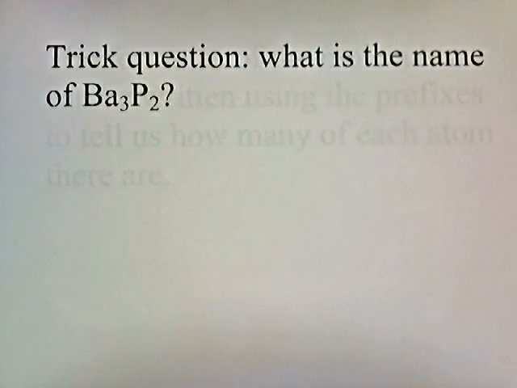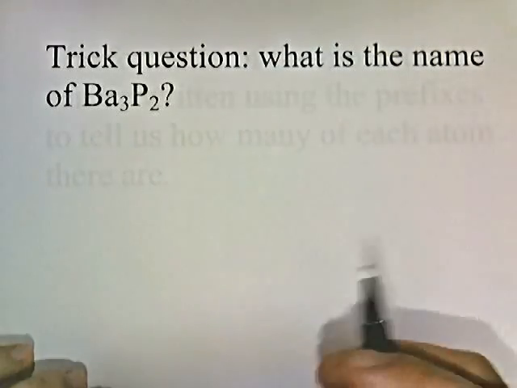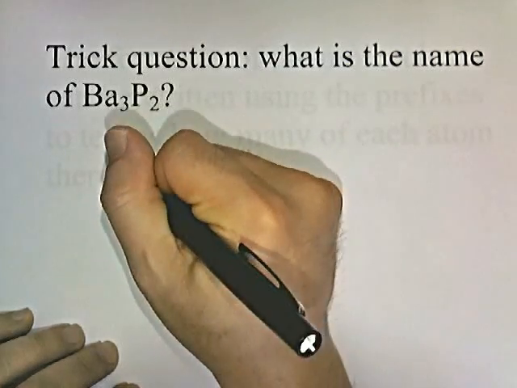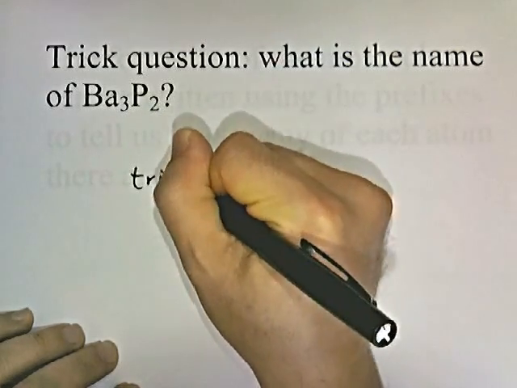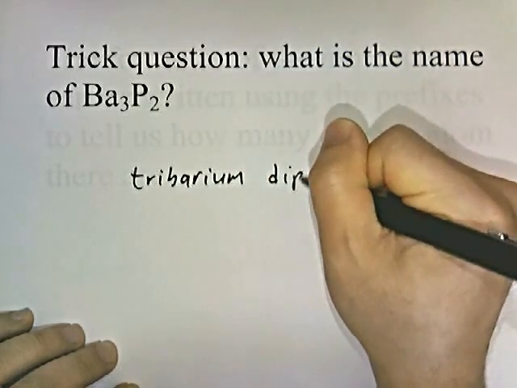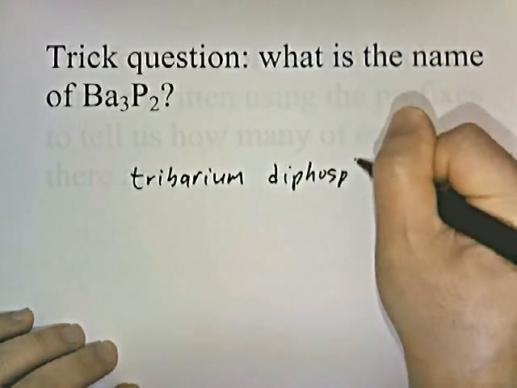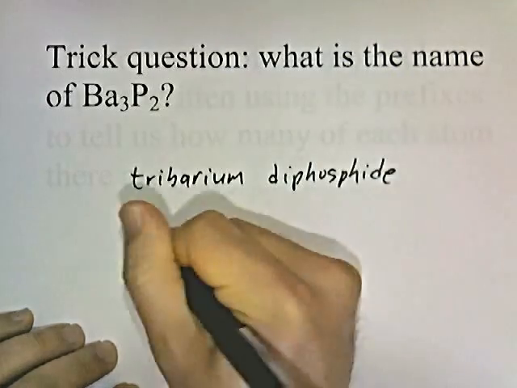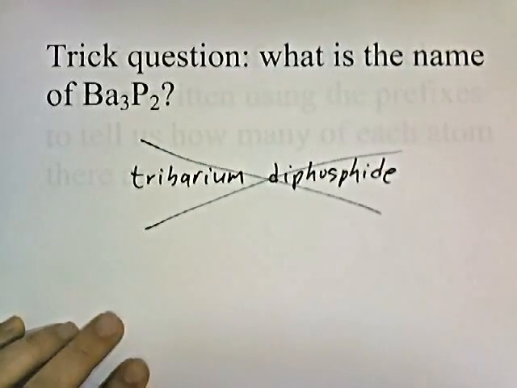This is a trick question. What is the name of Ba3P2? Be careful. If you think the answer is going to be tribarium diphosphide, that's wrong. And why is that the wrong name for it?